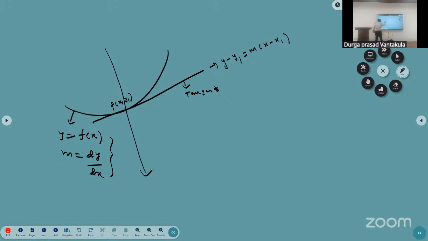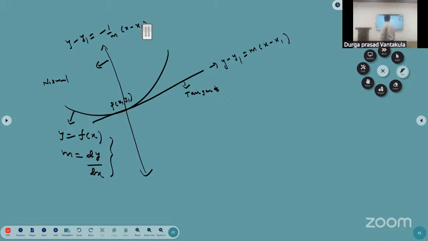This is which line? Normal line. This is which line? Normal line. What is the equation of this normal line? y minus y1 equal to minus 1 by m into x minus x1. It's very simple, clearly, without writing all the x-axis, y-axis, a very clear figure. Is it clear now? If you want to copy, your wish. Shall I move to the problems?